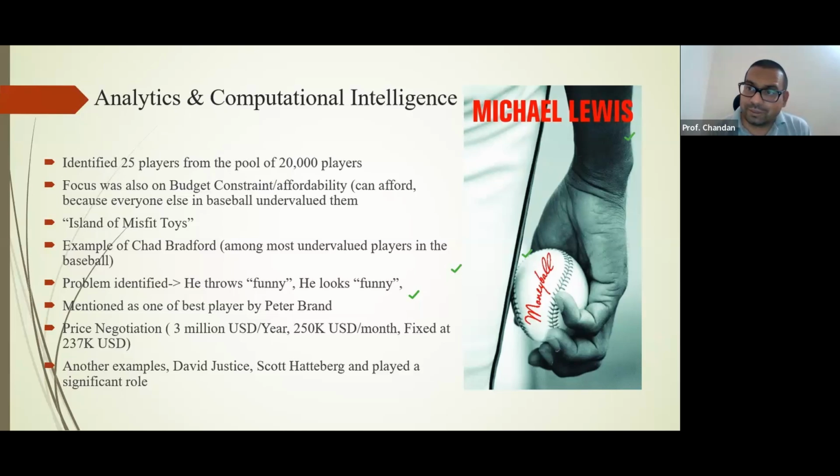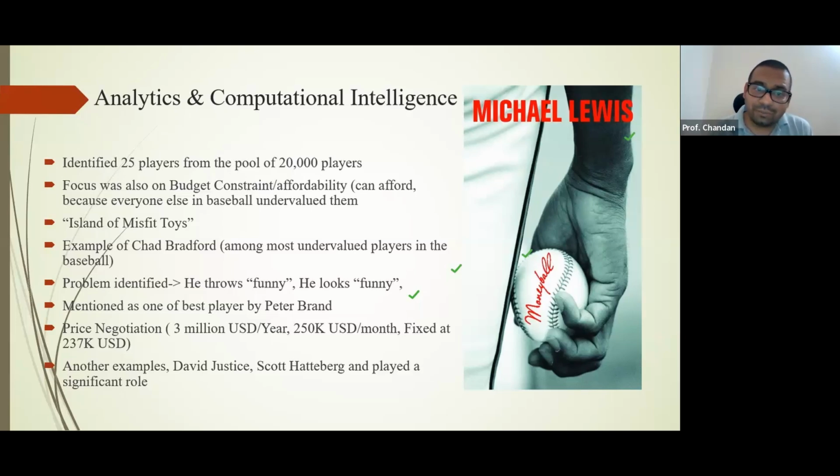And the suggestion, like we can see, is the role of price negotiations. They quoted that the player can be fixed at 237K USD because in the auction they had identified this data: 3 million USD, that was the annual rate. If you divide 3 million USD, it comes to 250K USD. And they suggested that you can fix this player at 237K USD. So these calculations I did.